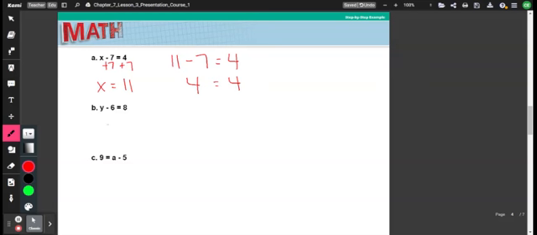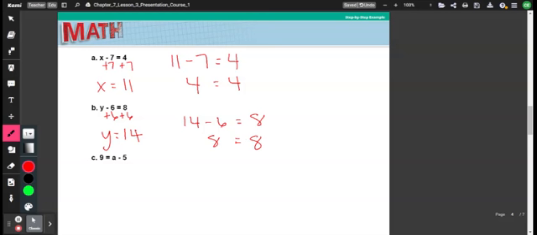Letter B, we have y minus 6 equals 8. Again, we're going to add 6 to both sides. So y is going to equal 14. If we do 14 minus 6, that will equal 8, and that's 8 on this side, 8 on that side.